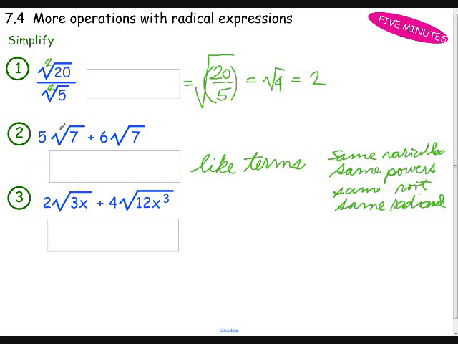Well, these have the same root and they have the same radicand. So these are like terms. They both are the square root of 7, and we have 5 of those in the first term and another 6, positive 6 in the next term, which gives us 11 square roots of 7.